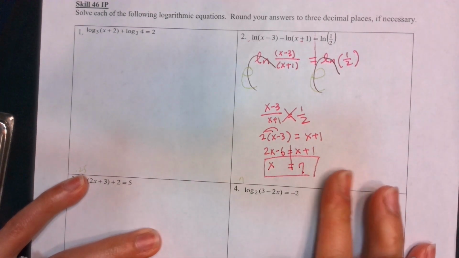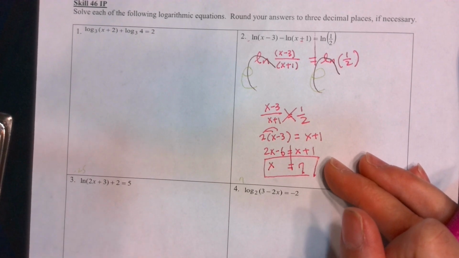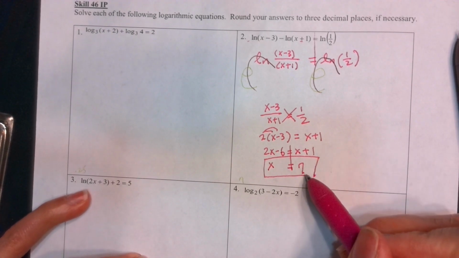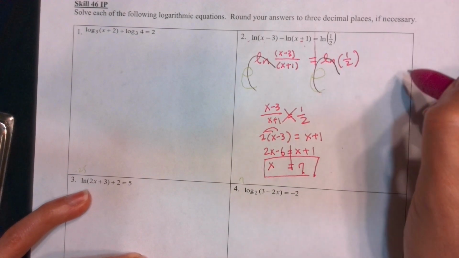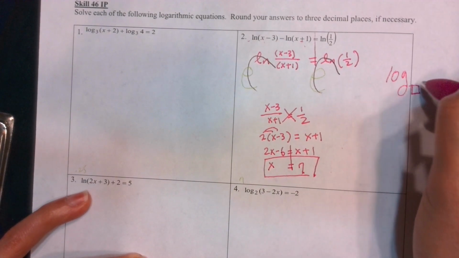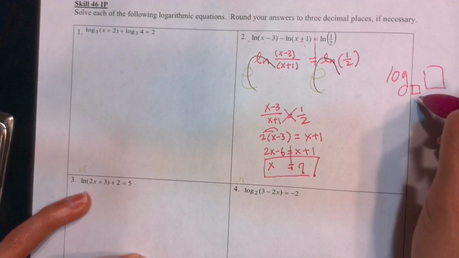Alright, once you get your answer, make sure you check it. Check, check, check. Very important. How do you do it? Go ahead and take that 7, plug it in. Make sure both your base and arguments are positive when you plug it in.